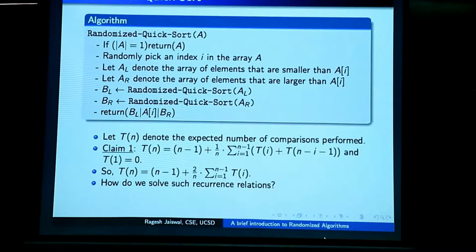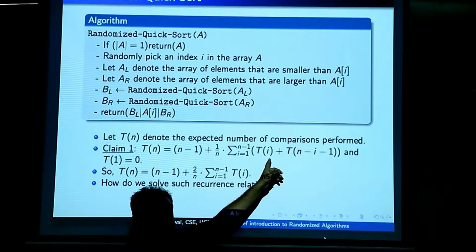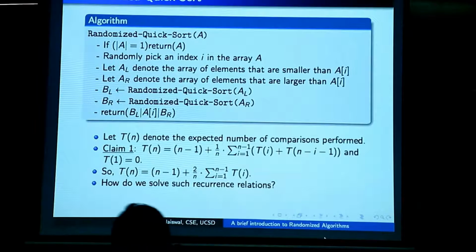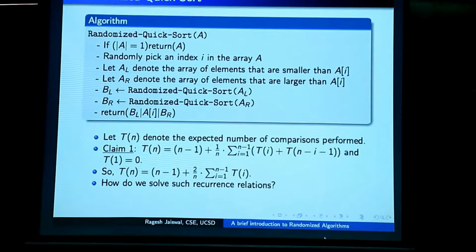As far as I am able to understand, in the first claim we have partitioned the array into two parts, one containing i values and the other containing n minus i minus 1 values. In the second one, we are assuming that the pivot value is getting placed at the center, so both partitions are equal. No, we never made that assumption. We are just simplifying this expression, right? So if that is causing confusion, let's just expand this expression.